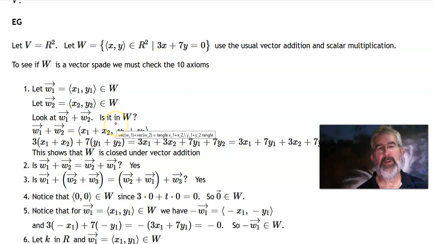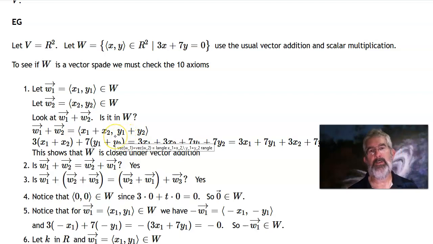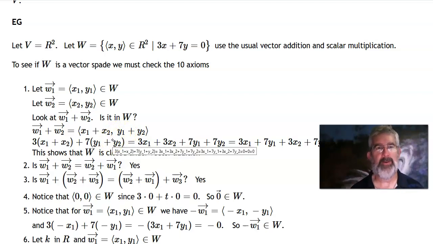So in order to be closed under vector addition, you add the 2 vectors and then you have to see, is this always in W? So if I took 2 things from W and I add them together, do I get another thing in W? Okay. So we got to check. Do we satisfy the conditions to get in W? What's the bouncer at the door going to tell us?